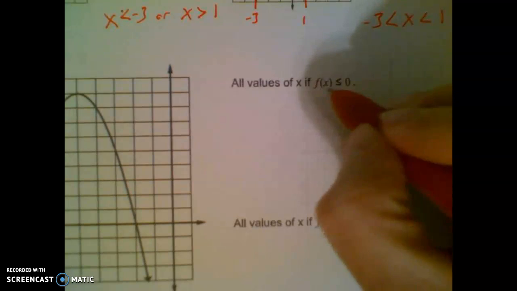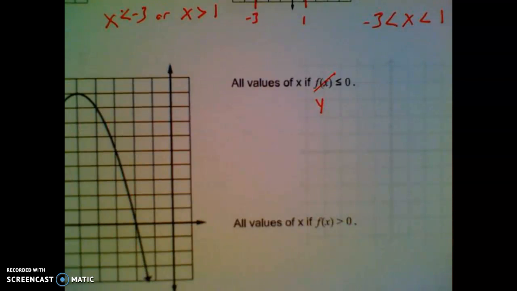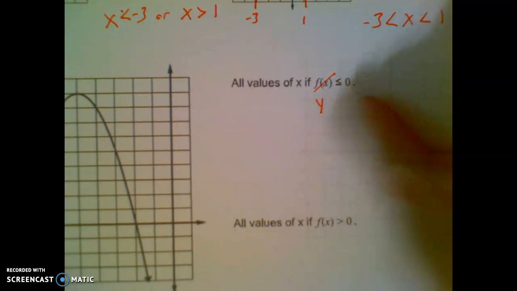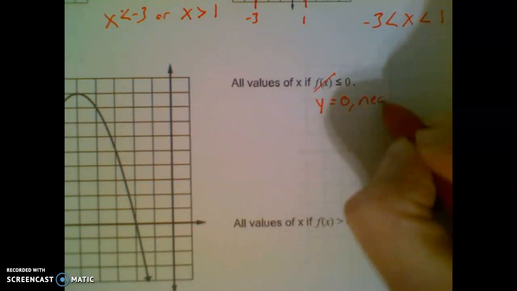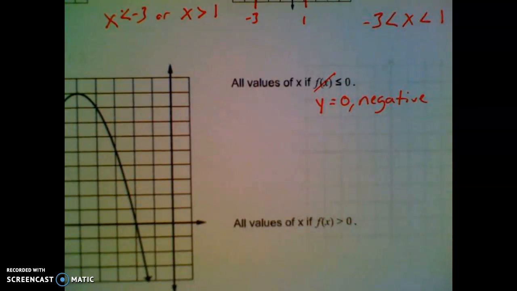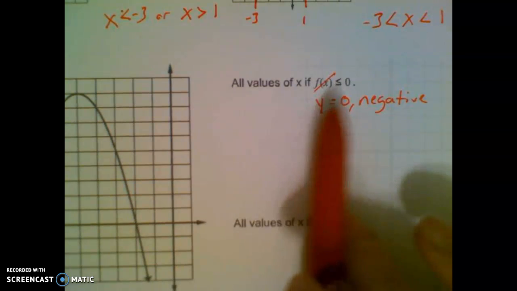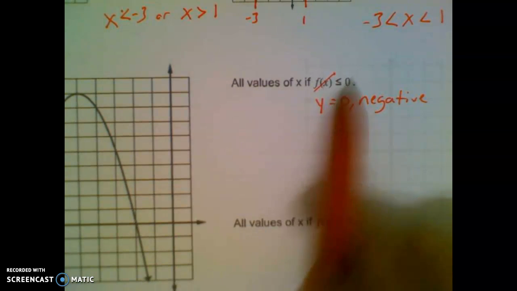Well, we know that f of x means y. And if y is less than or equal to 0, I want y to either be 0 or be a negative. Because if you're less than 0, you're negative, right? So I'm looking for when y is actually equal to 0 or when y is a negative.